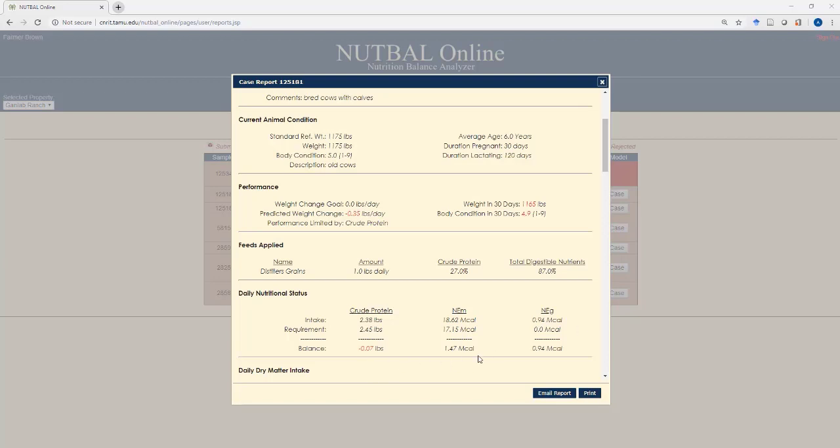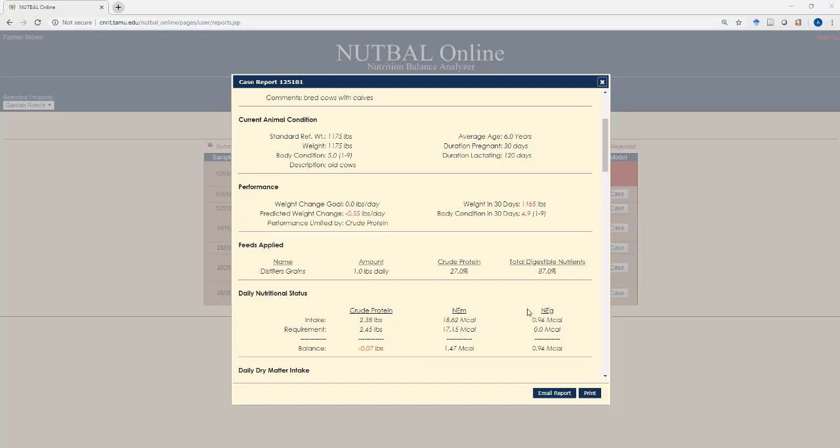Now, if both of these values, your crude protein balance and your NEM balance, are positive, then that's describing that the forage your animal is eating is meeting its requirements and your animals are maintaining or gaining weight. If your NEM value is negative, but your crude protein value was positive, then what you would be seeing in this performance limited by would be limited by energy.